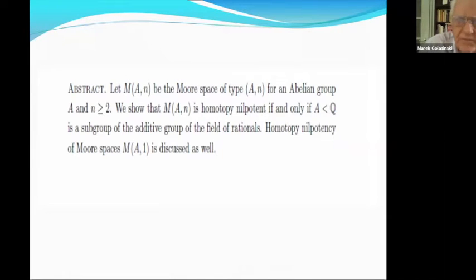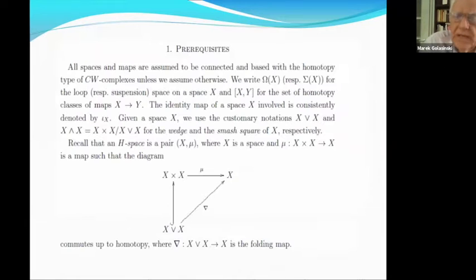So if A is the infinite cyclic group, then M(A,1) is of course a circle. Okay, so before we state the main result, we need some preliminaries. All spaces and maps we assume to be connected, based, with the homotopy type of a CW complex, unless we assume otherwise. And we use the classical notation.